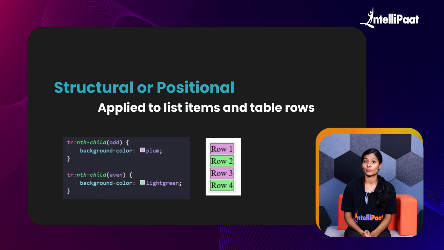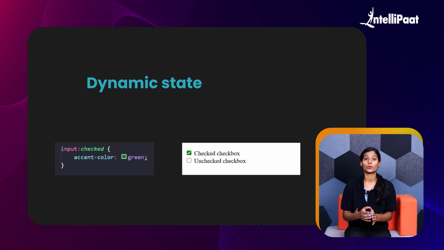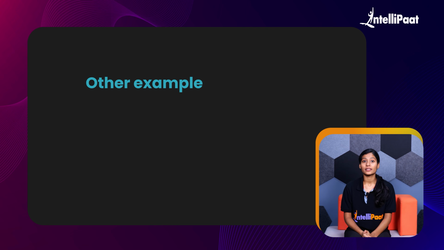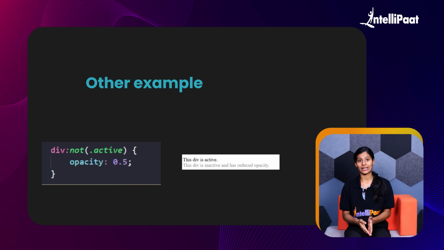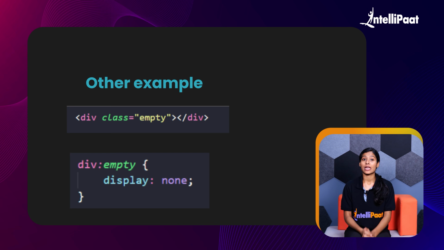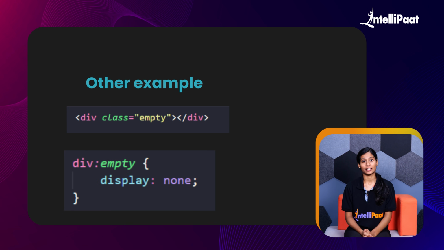Following structural/positional, we have dynamic state, which is split into checked and disabled. Checked applies styles to checked input elements, like both these checked and unchecked input boxes inside the form tag, and disabled, which disables form elements, like this disabled button inside the form tag. Lastly, we have the other examples, in which we have the not selector, which is used to dim inactive elements, like this inactive div tag. The empty selector is used to hide the elements which don't have any content in them, like this empty div tag, which is hidden using the display none property.